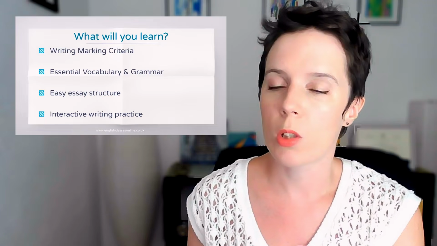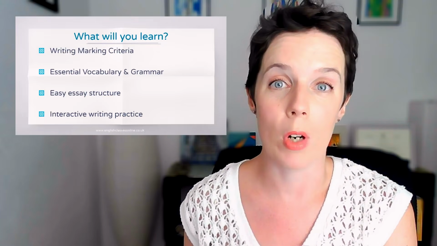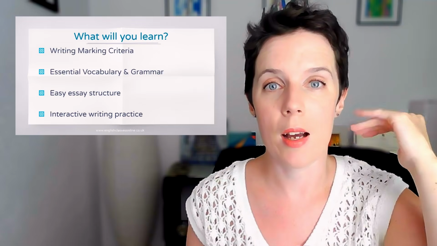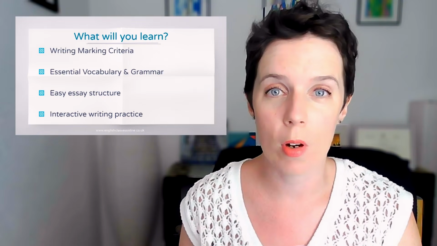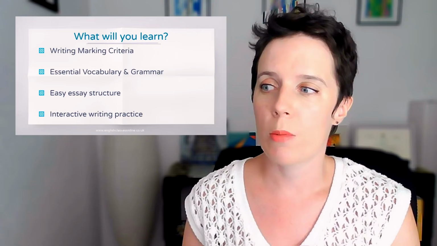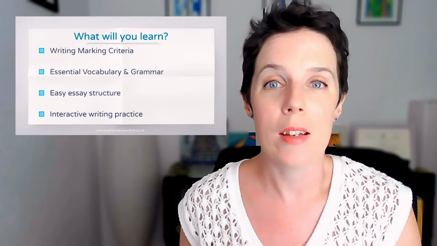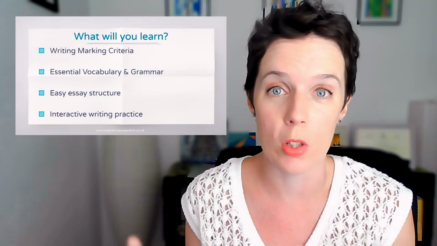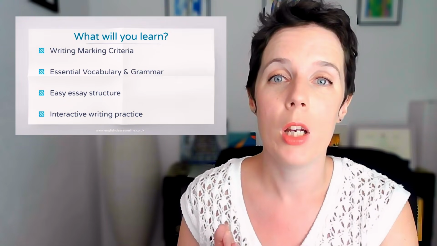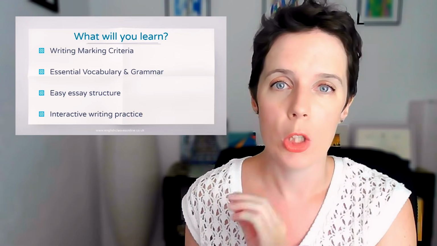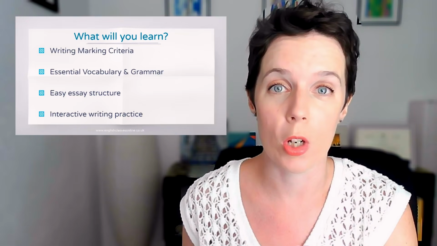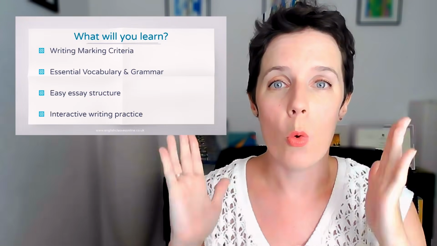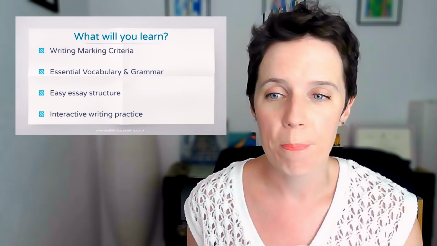Then we're going to take a look at some vocabulary and grammar. This is essential stuff that you need to include to get a high mark for your language criteria. Next up, I'm going to be giving you a really easy essay structure to follow. You can use this for any essay question that you get. So every time you practice writing an essay, you can just follow this simple structure and you'll be able to write a pretty decent essay, a very organized essay, okay?